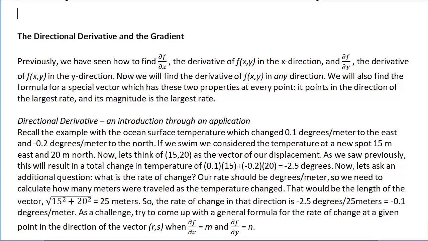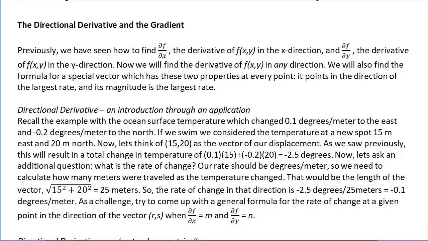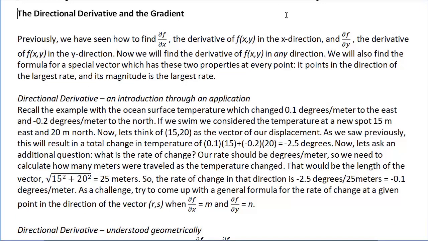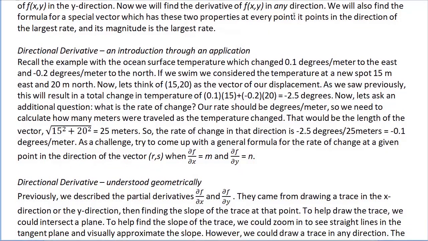I also want to take a moment to try to think about this geometrically. So geometrically, what's going on? Well, previously, we saw that we could describe the partial derivatives geometrically by drawing a trace. On your surface, you could draw a trace, either in the x direction or in the y direction, and then you could find the slope of the trace at that point. Alternately, you could look at the tangent plane and then draw a trace of the tangent plane in the x direction or the y direction.